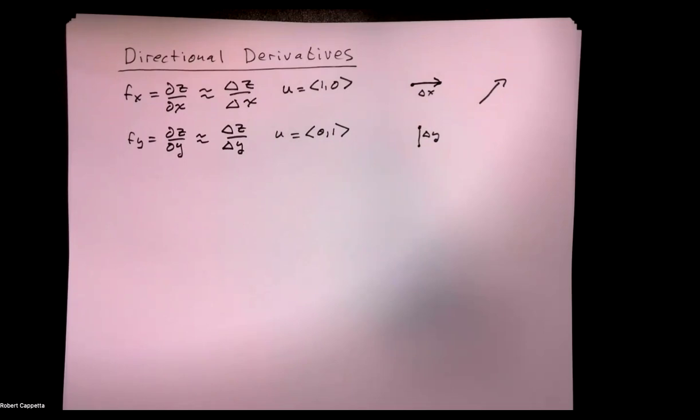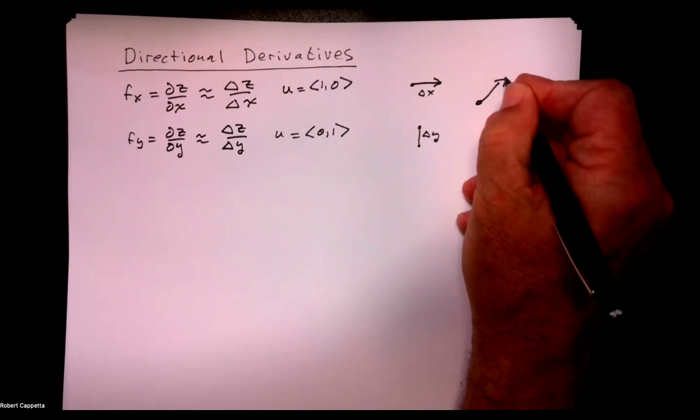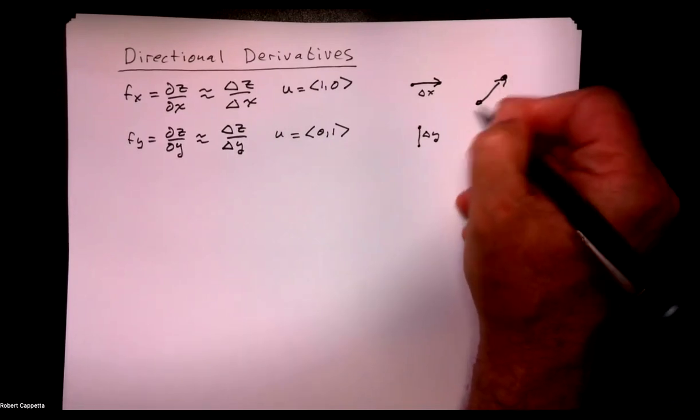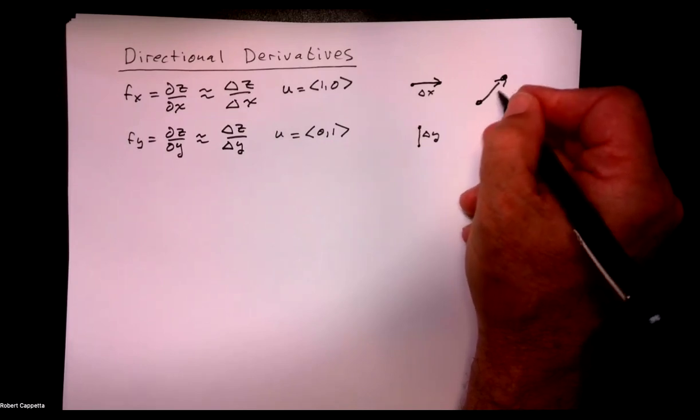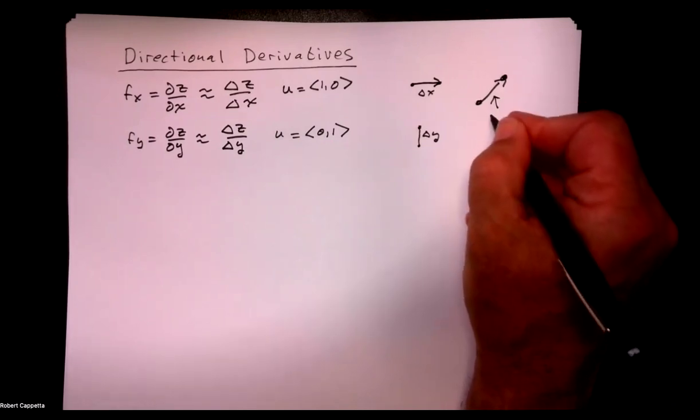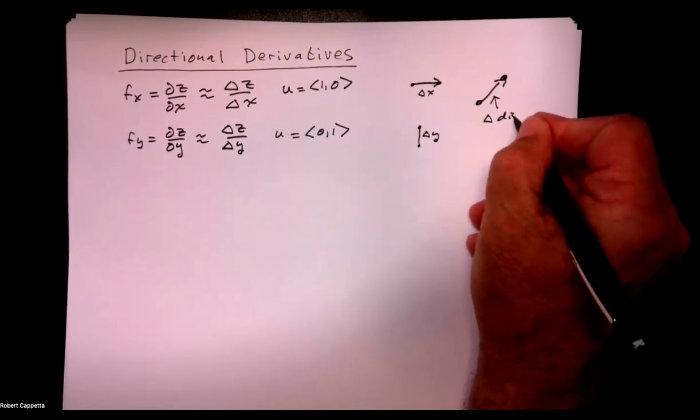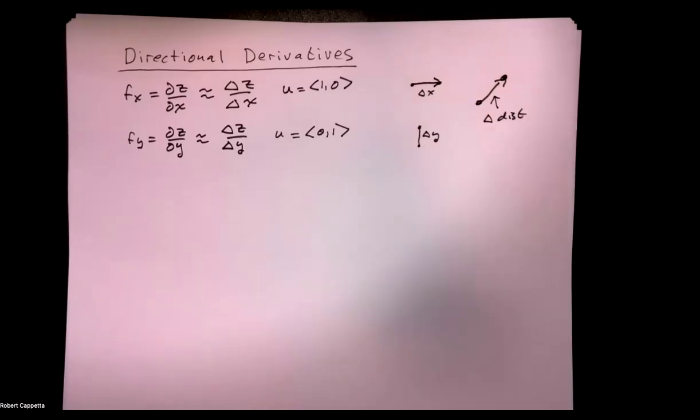What's the idea? And that's what a directional derivative is. If this is my starting point and this is my ending point, we could imagine change in z. But what will we divide it by? It's not change in x, it's not change in y, it's change in distance. So that's what's going to define our geometric perspective of the direction.